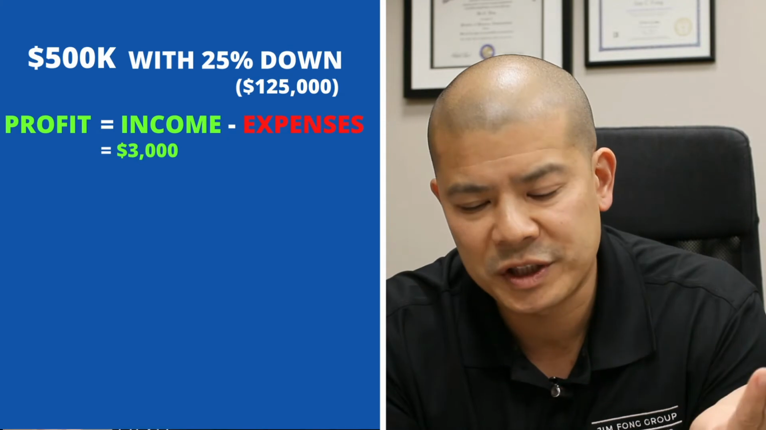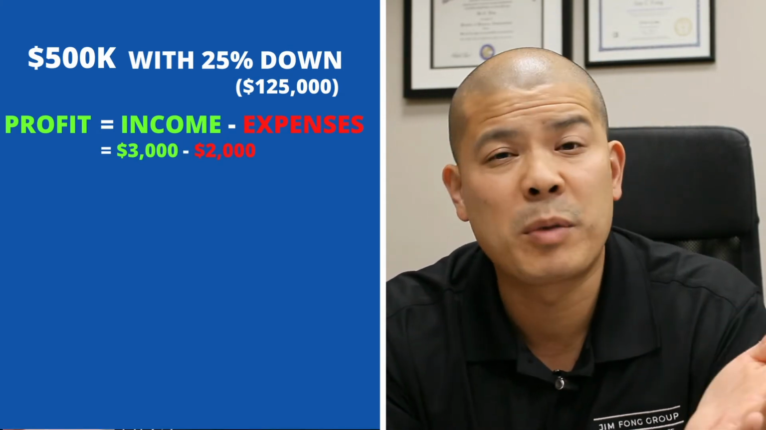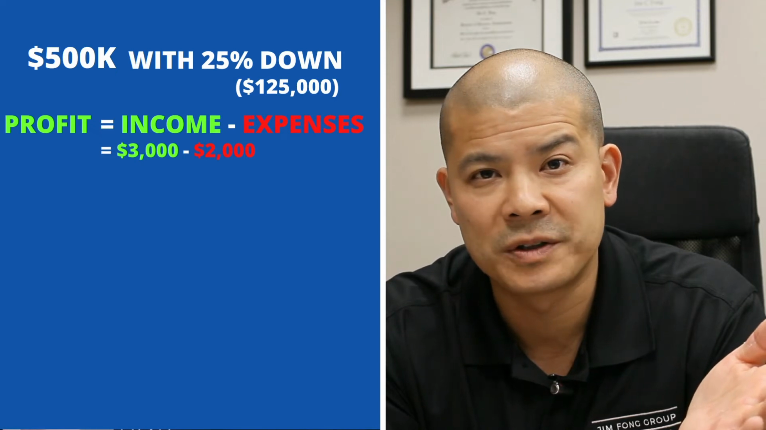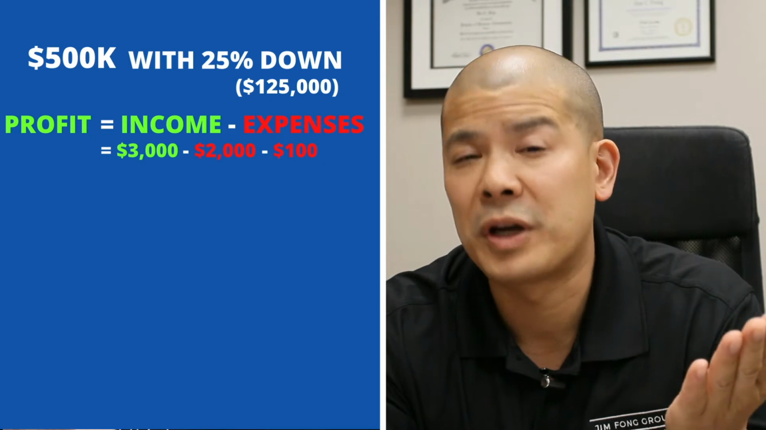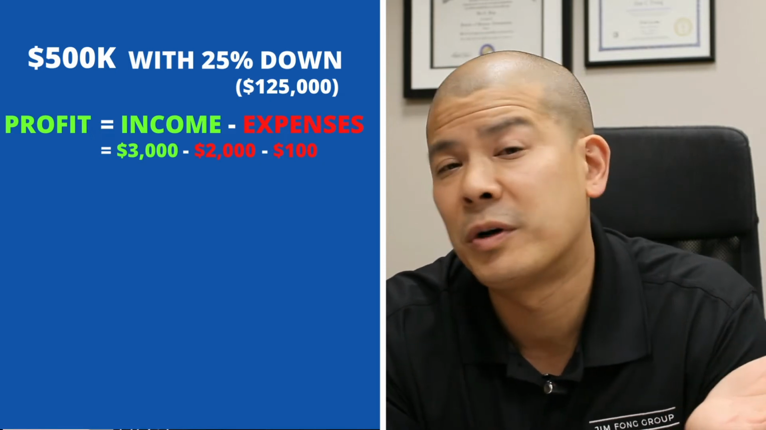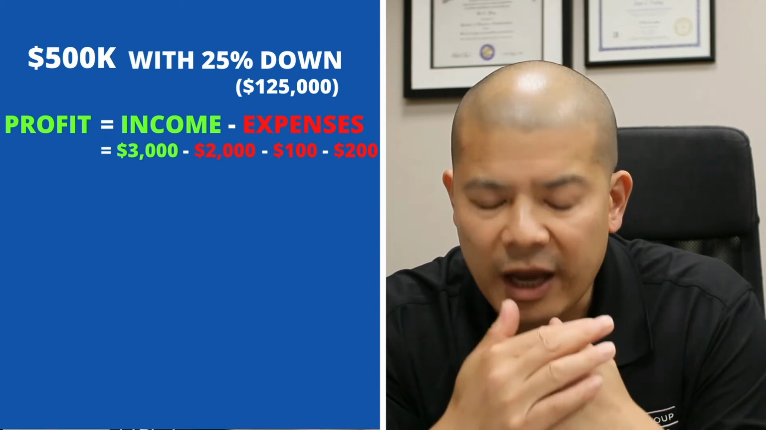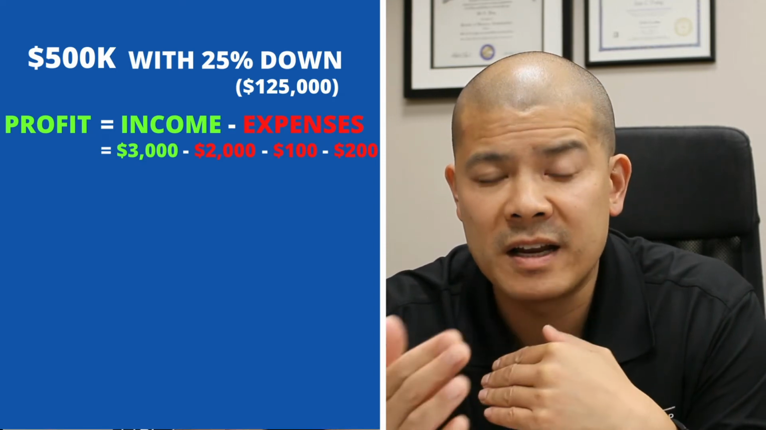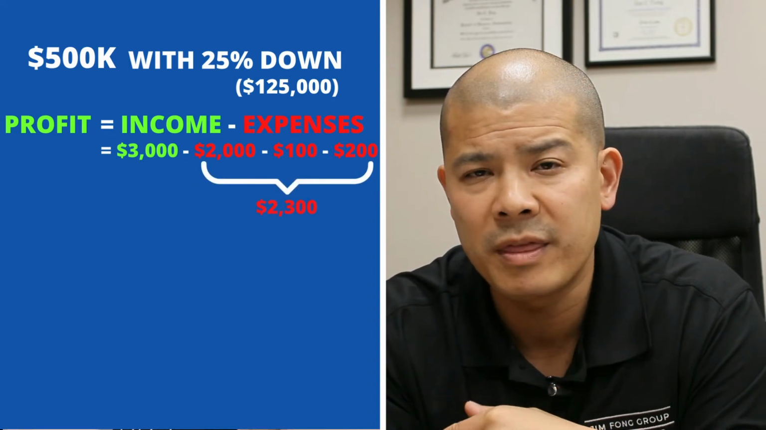Let's say your mortgage payment is $2,000. That's in the expenses. Let's say the property has an HOA that's $100 a month. Put that into the expenses. Let's say you're using a property manager, and they charge you $200 a month. That's in your expenses. So we add up all the expenses, and in this example, your total expenses are $2,300 a month.